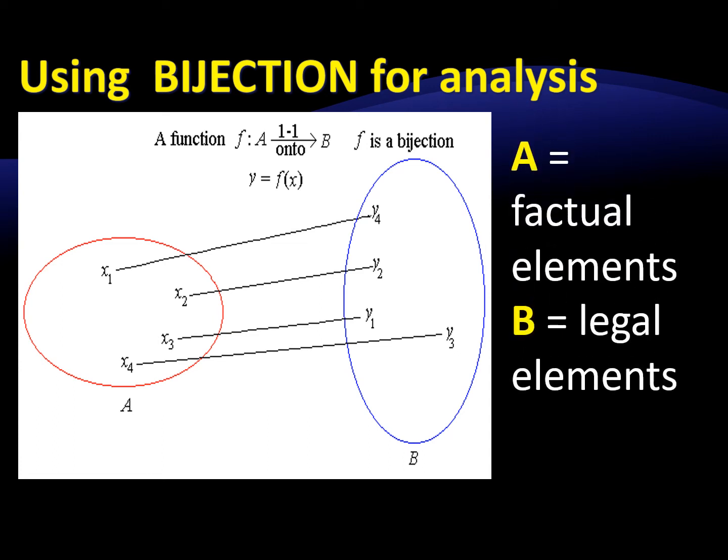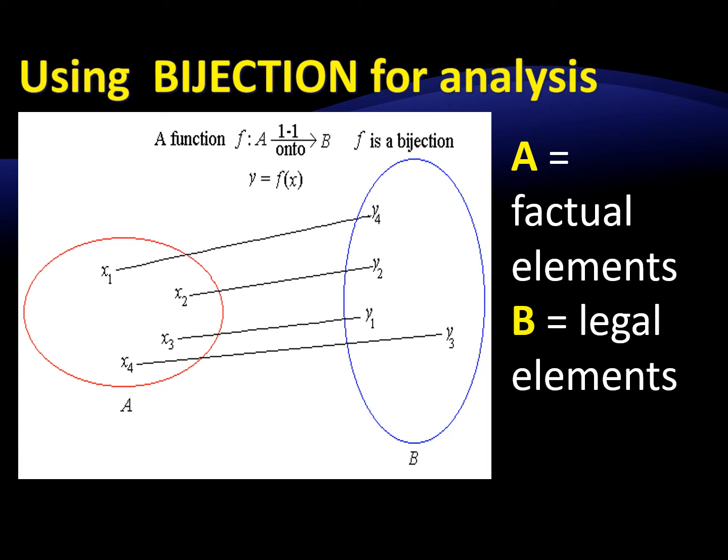And therefore here, A would be the factual elements and B would be the legal elements. You would notice that there is a one-to-one correspondence between the factual elements and the legal elements. In short, all the legal elements have factual equivalence. And therefore, if that is so, then the law finds application because there is bijection. But do not write there is bijection.